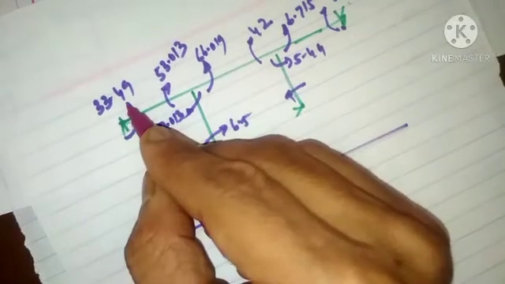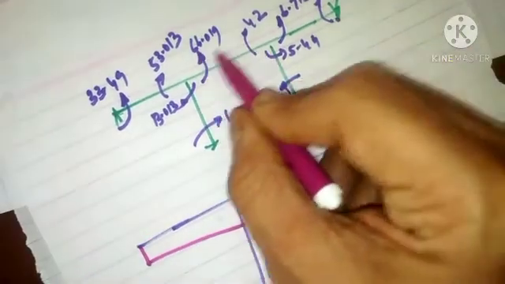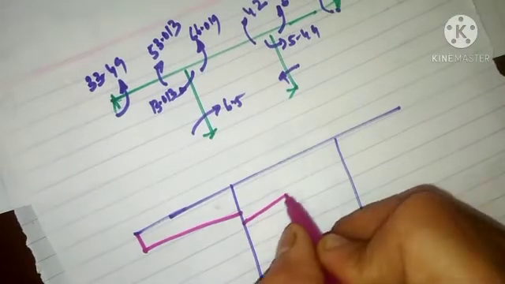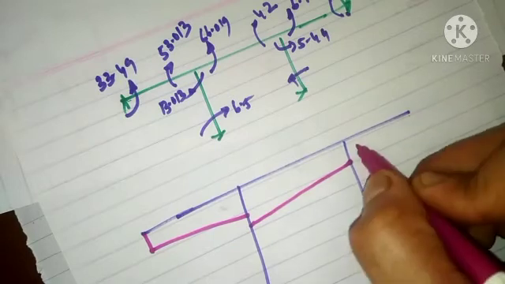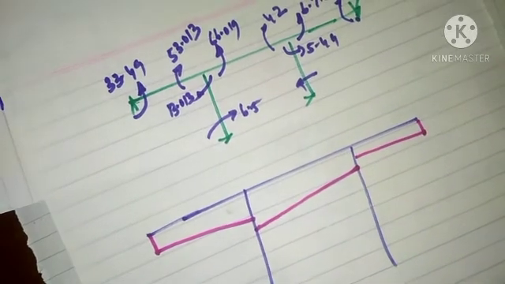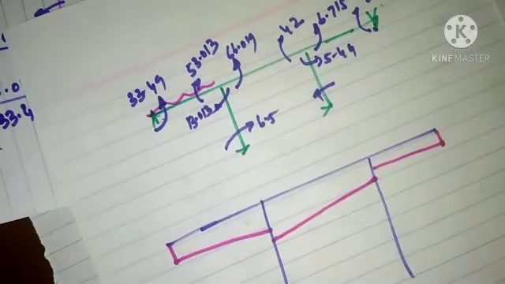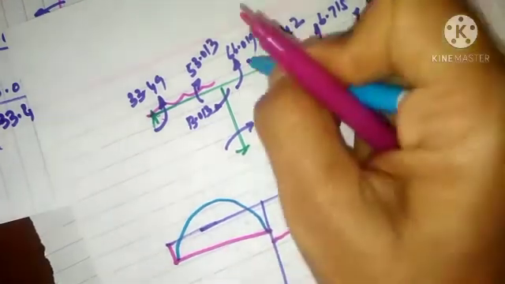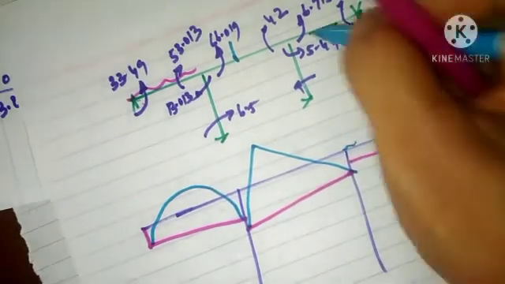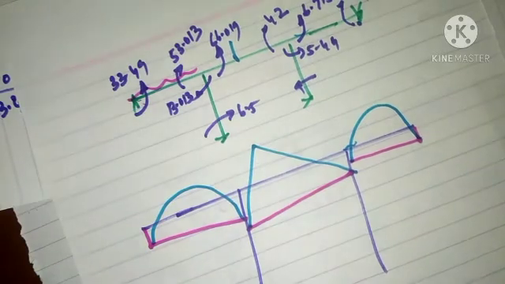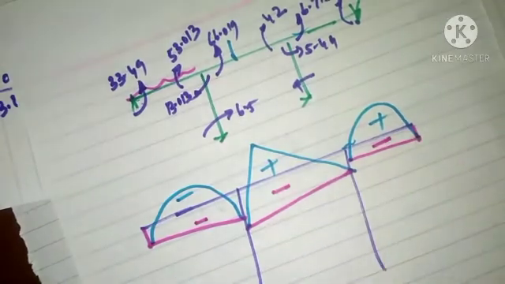For example, 33.49 and 53.013 are upward, so the diagram will come downward like this. 66 and 42 are upward, so it will come like this, 42. 36.715 and 26 will come downward like this. Next is the superimposition. As the loadings are downward here, the bending moment diagram will come towards the top like this. Similarly, the point load is downward, so the bending moment diagram will come upward. Here also loading is downward, so it will come upward. So all these are positive and all these will be negative.